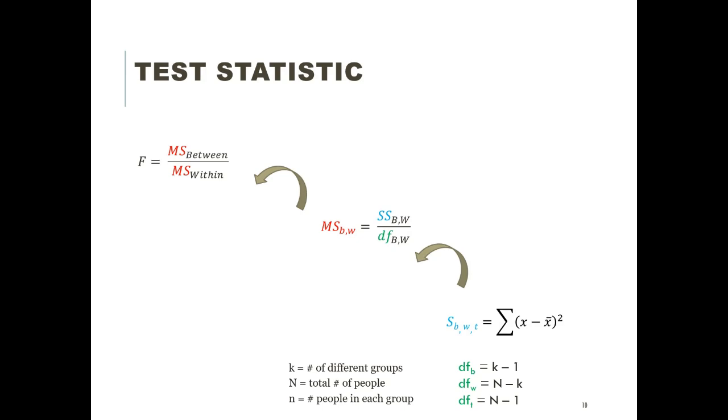For the degrees of freedom between, we take k minus 1, so the total number of groups minus 1. Our degrees of freedom within is n minus k, so the total number of people minus the total number of groups. And we also have a total degrees of freedom, which is the total number of people in your data set minus 1.